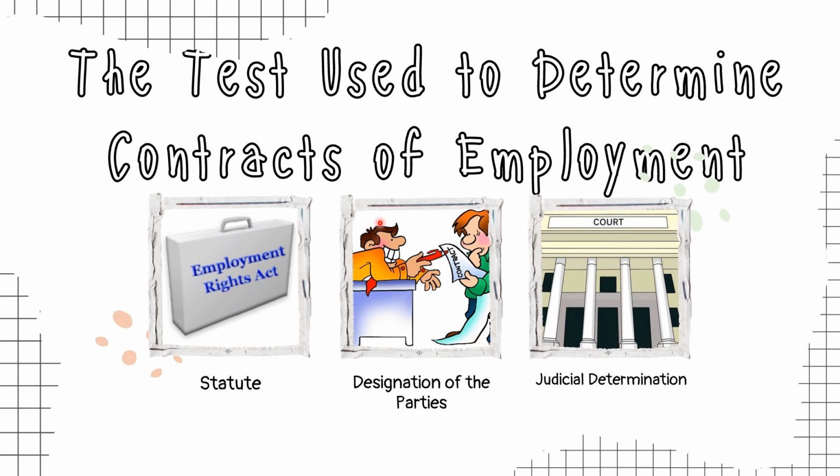We can also use designation of the parties. However, this is frowned upon a lot. And when we get into the nitty-gritty of designation of the parties, you will understand why that one doesn't really hold up in court. And the last one, you have judicial determination. So this would basically be case law, different tests that would have been settled in different cases throughout the Commonwealth Caribbean and maybe in England.